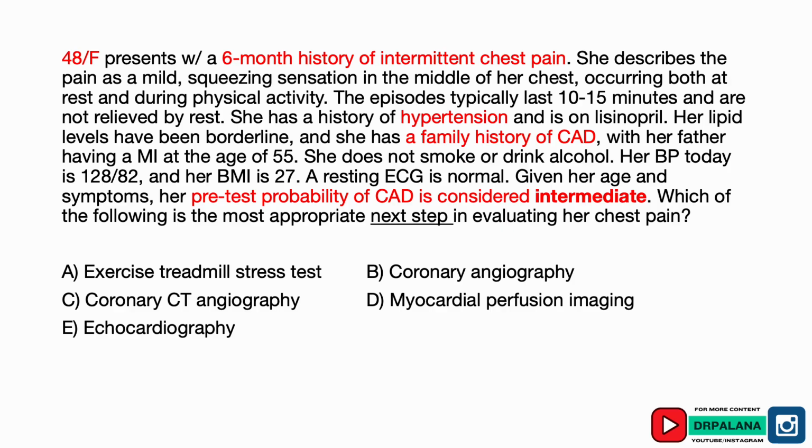Which of the following is the most appropriate next step in evaluating her chest pain? A. Exercise treadmill stress test. B. Coronary angiography. C. Coronary CT angiography. D. Myocardial perfusion imaging. Or E. Echocardiography. The correct answer is C. Coronary CT angiography.